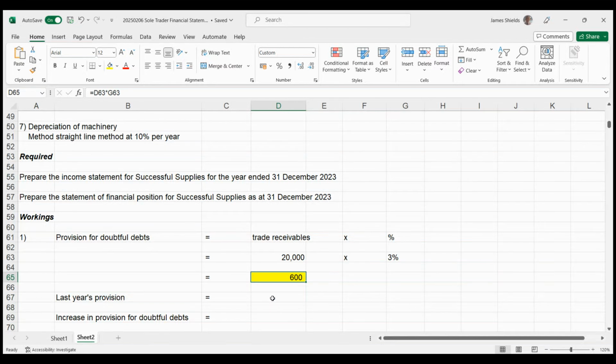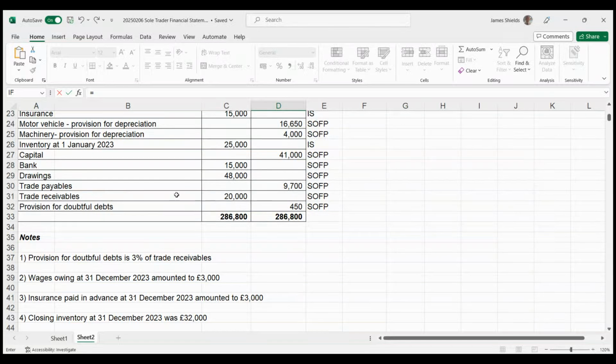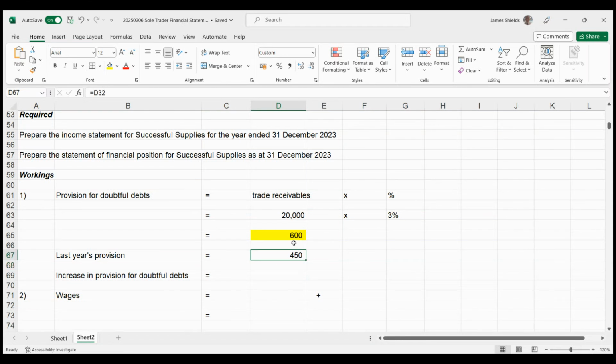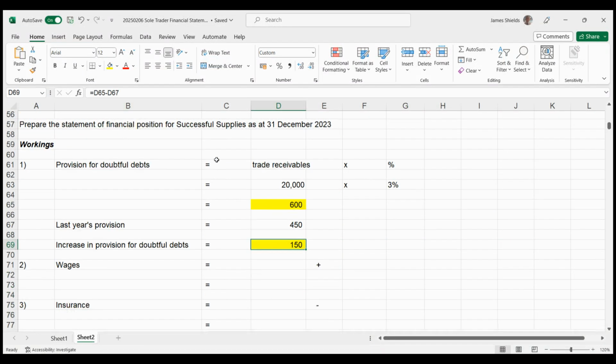Now, last year's provision we will find in the trial balance. It's our provision for doubtful debts of £450. Now you compare last year's provision with this year's provision, and this year's provision has gone up from last year. So therefore, there's an increase in provision for doubtful debts, and it's gone up by £600 take away £450, which is £150. So that goes in your income statement as an expense. I'm going to highlight that because we're going to use that later on.